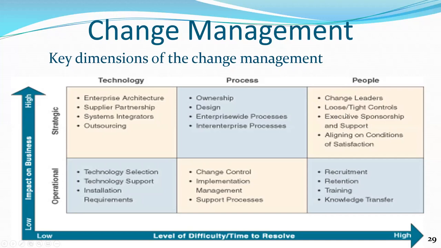These are some of the things: loose or tight controls, executive sponsorship and support, right? Alignment of conditions and satisfaction. Likewise, at the strategic level you can do these things, and at the operational level, what you can do is transfer knowledge and train them, right? So the retention of people and recruitment could be done.